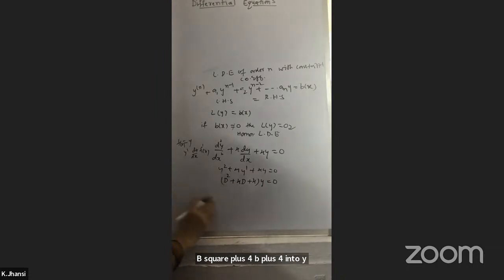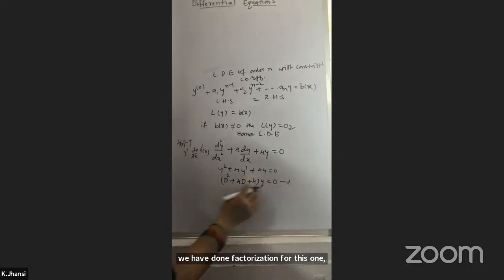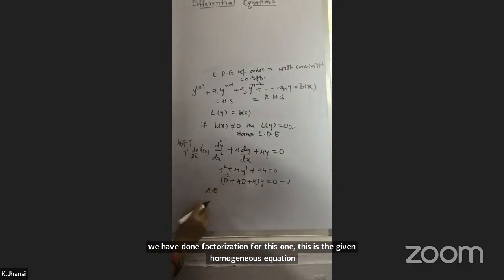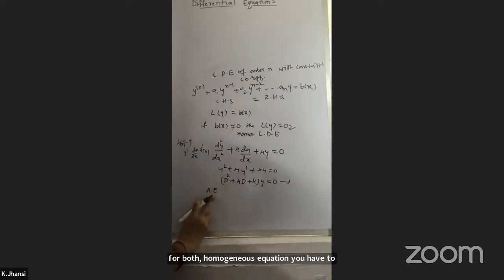The same one we have done with factorization, no? This is the given homogeneous equation. For a homogeneous equation, you have to convert it into what is called the auxiliary equation. Auxiliary equation means in place of D, you have to substitute either r or n or t, any variable you can take. It's your wish.